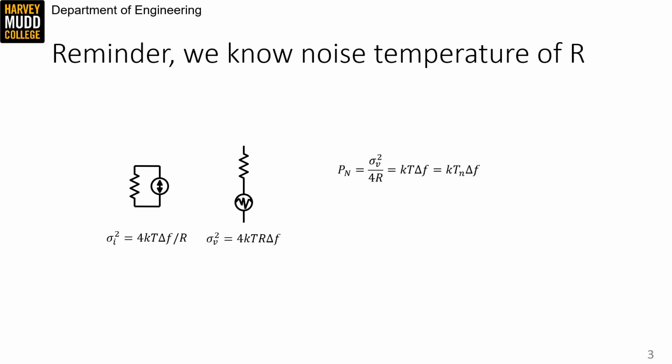We also know from thermodynamics that the noise power is given by the noise voltage variance over 4R, and that the noise power is equal to kT times delta F. Finally, noise power is equal to kTn delta F by the way we defined the noise temperature Tn. Looking at those last two equations, it's pretty easy to see that the noise temperature of an individual resistor is just equal to the physical temperature T.